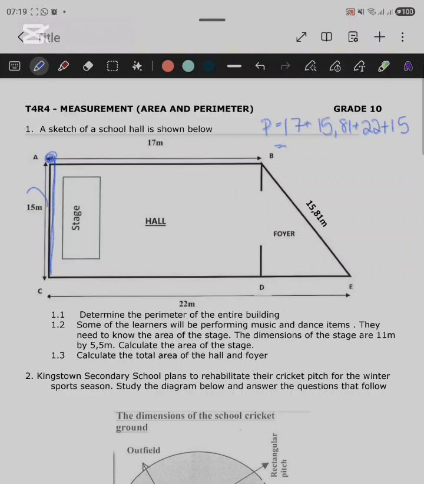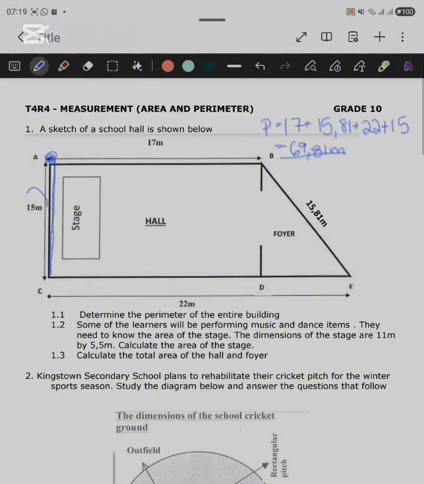Which we have 69,81. And because we're doing calculations, we always put in the units, so we're going to say meters, and that's the perimeter. Okay.